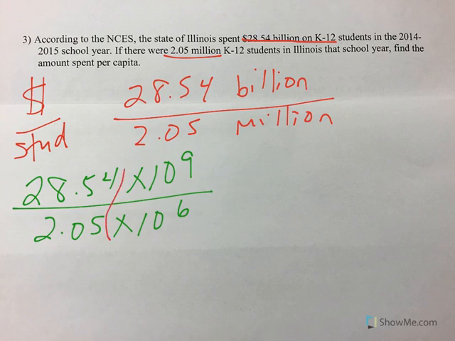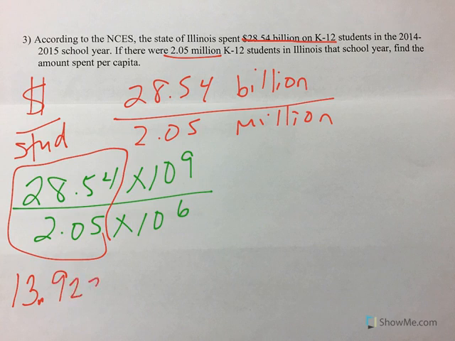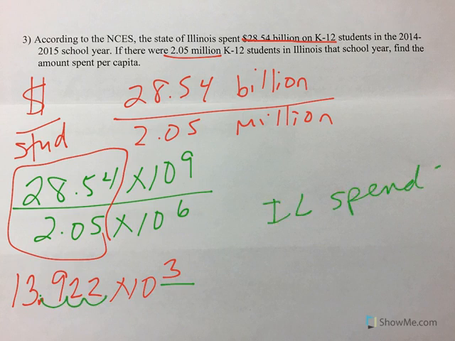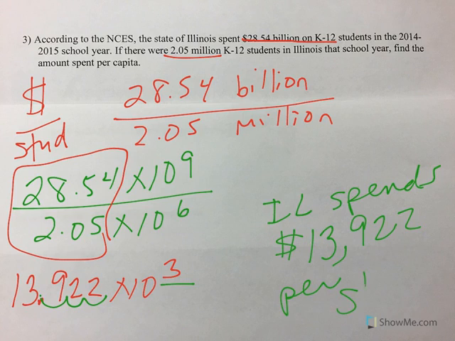I'm going to go ahead and just leave them as is. I'm going to divide those numbers and get 13.922 times 10 to the 3rd. When I change that to standard form, 3 decimals, so I move it 3 places. Illinois spends $13,922 per student in that same academic year.